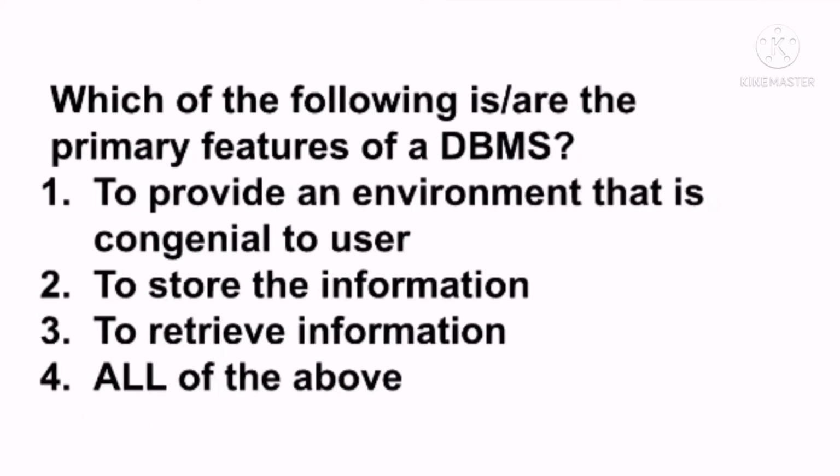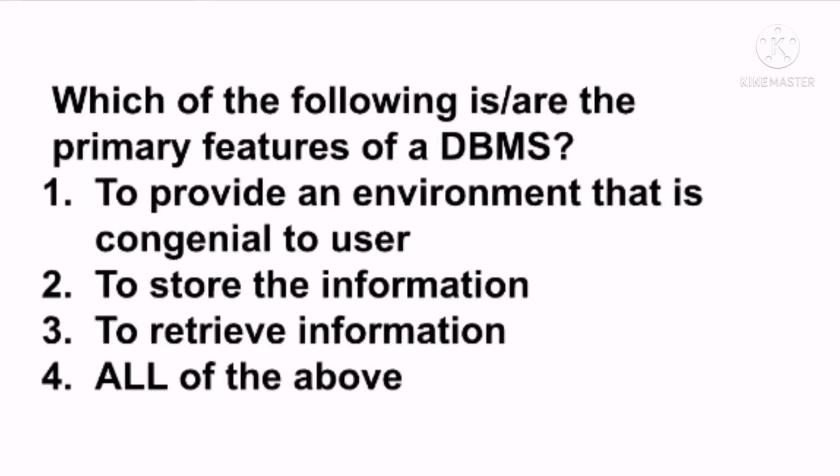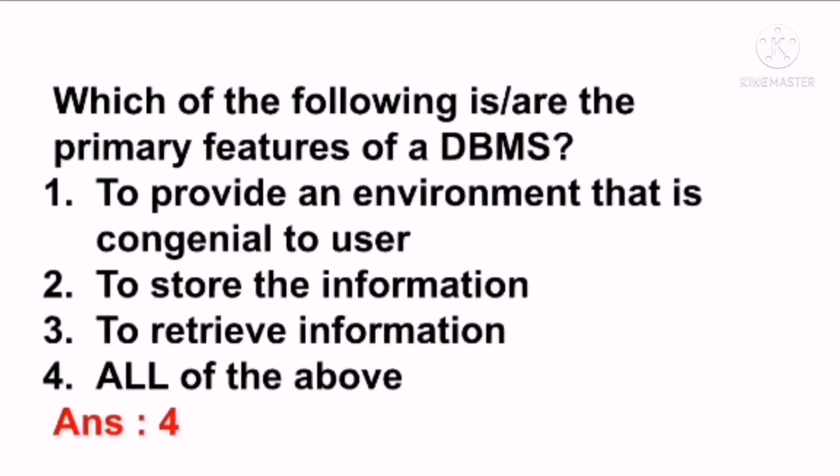Okay. Next, which of the following is or are the primary features of a database management system? Your options are first one, to provide an environment that is congenial to the user. Second one, to store the information. Third one, to retrieve information. Fourth one, all of the above. So the primary feature of a database is all of the above. That means to provide an environment that is congenial to the user, to store the information, and to retrieve the information. All these features are provided by DBMS.